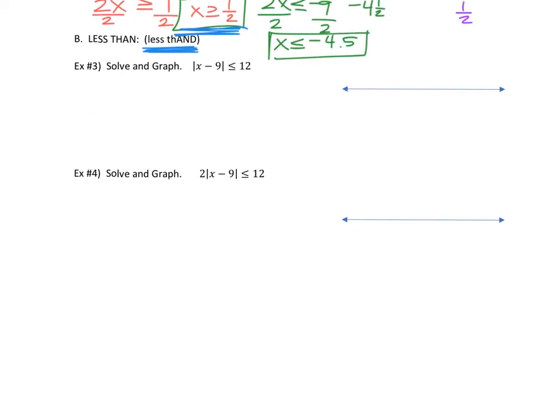Okay, so this is going to be "and." How do you graph "and"? Well, like this, right? You want them to meet in the middle.